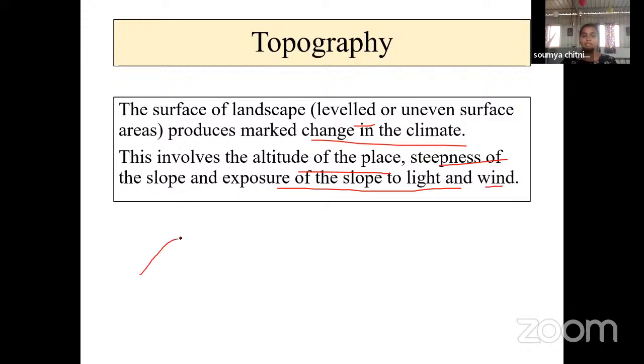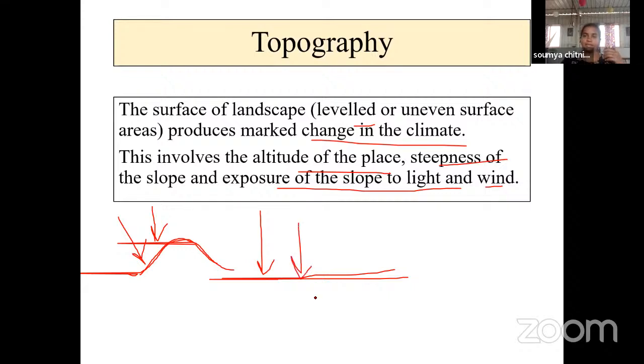Say for example, if the topography is something like hilly, like this, or say one more example, that is plain area you take. So the sunlight which is falling on the hilly area differs from the sunlight which is falling on the plain areas, right? So that's how this exposure to the sunlight, as well as what is the altitude, whether it is low or high, or say windy nature, so these all we can include under topography to know the climatic condition of a particular place.